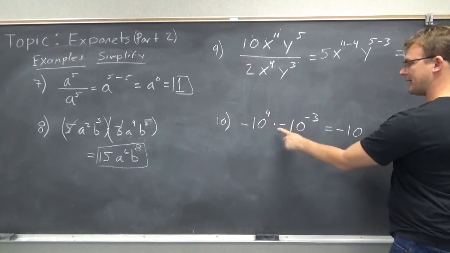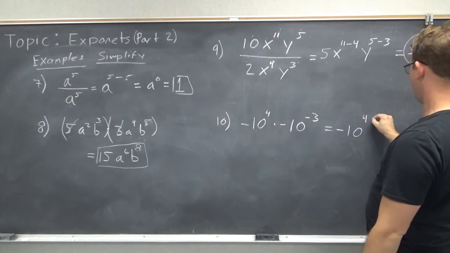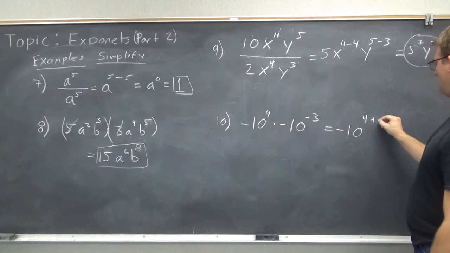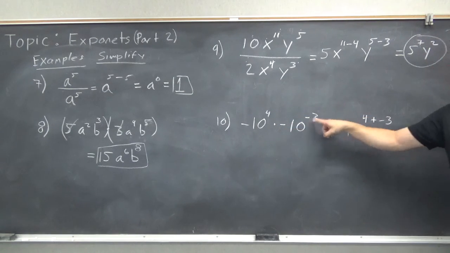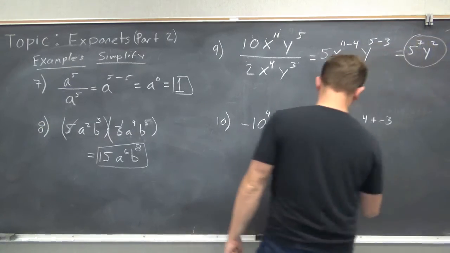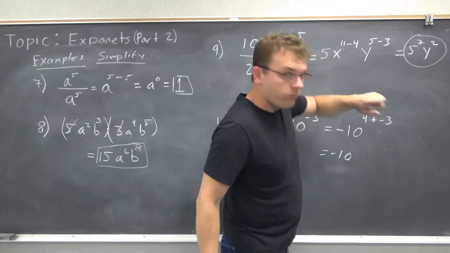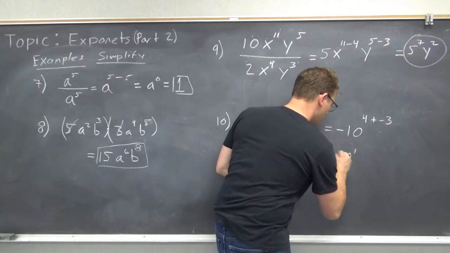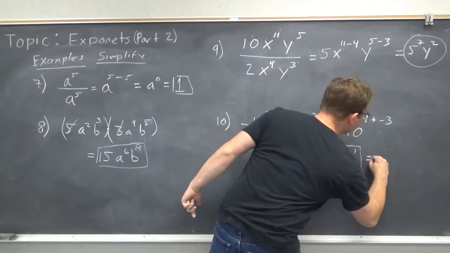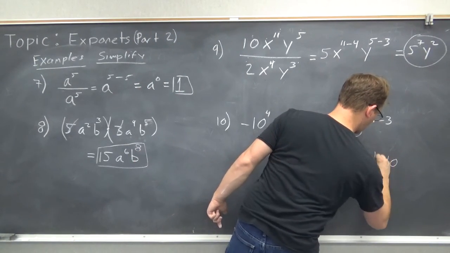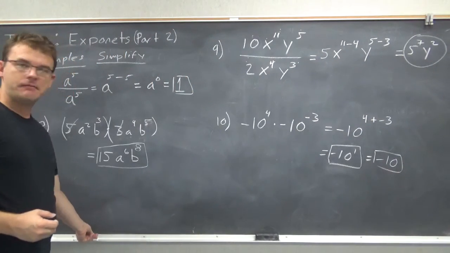And what are we going to do with these exponents when we're multiplying? We're going to go 4 plus negative 3, right? 4 plus negative 3. Or negative 10 to the first power. Or simply negative 10. Okay?